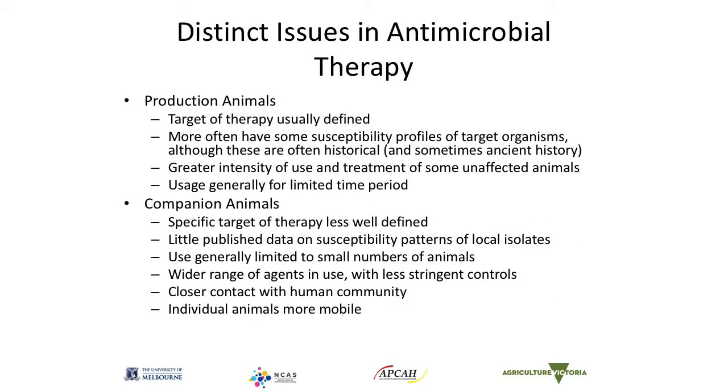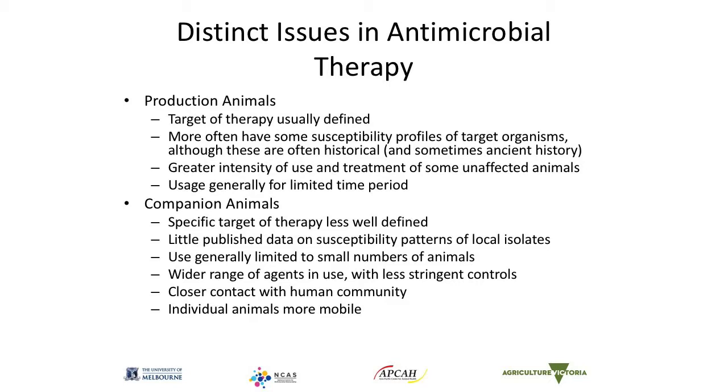There are some distinct issues that we face in antimicrobial therapy for production animals and companion animals. In production animals, the target of the therapy is usually defined. More often we have some susceptibility profiles of target organisms, although unfortunately many of these are often historical and sometimes ancient history. We have greater intensity of use and treatment of some unaffected animals, and usage is generally for a limited time period. In companion animals, the specific target of therapy is often less well defined.